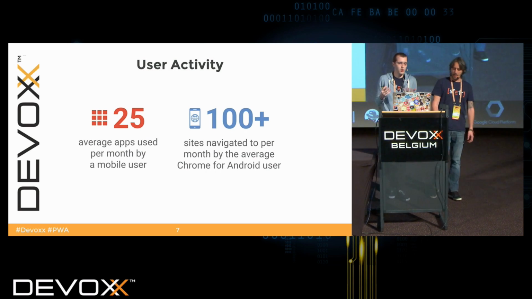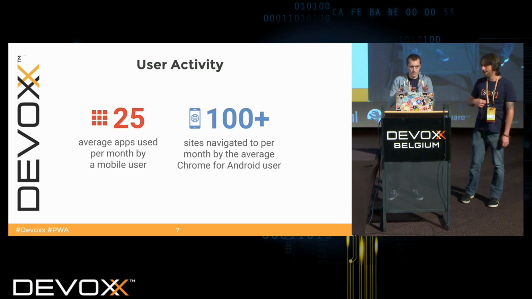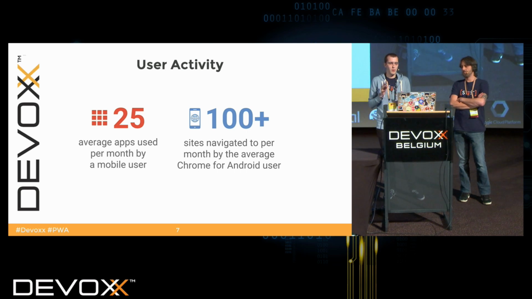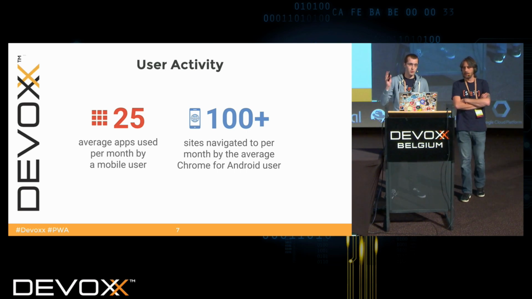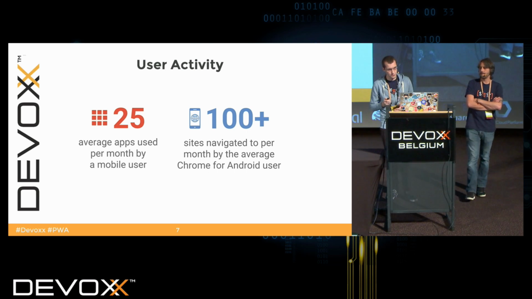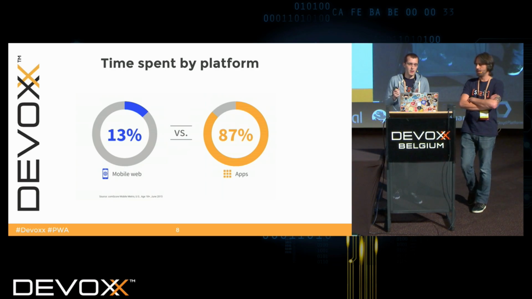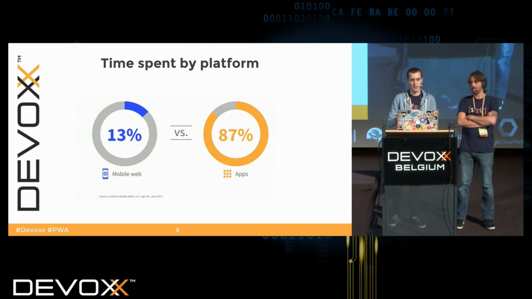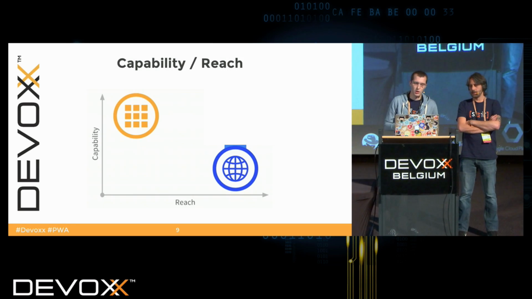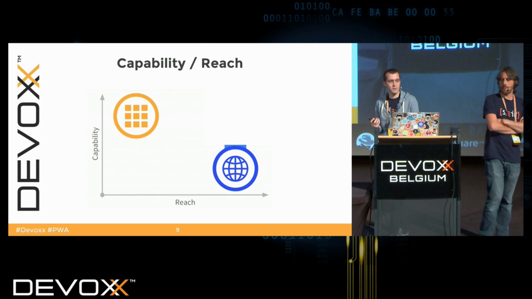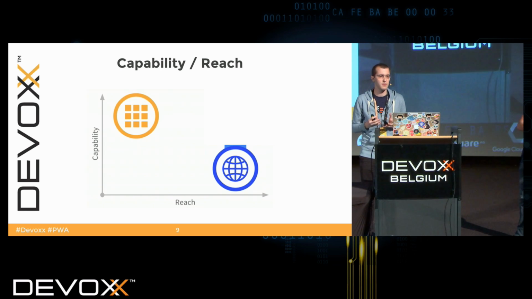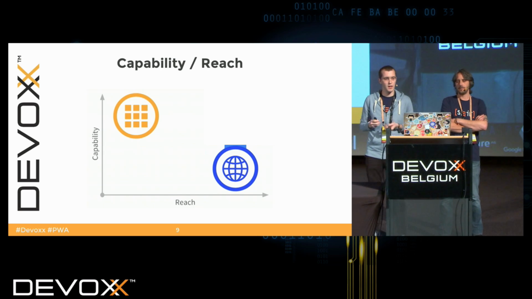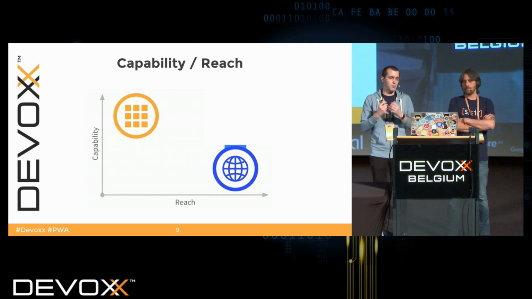But look at how a user uses this phone. This figure demonstrates that a user navigates to 100 sites per month on average, and uses only 25 apps per month. However, a user spends more time in an app than in a site on mobile. So we can conclude from this graph that an app has more capabilities, because it can re-engage a user with push notifications, sensors, Bluetooth, or other things, and a site reaches more people.